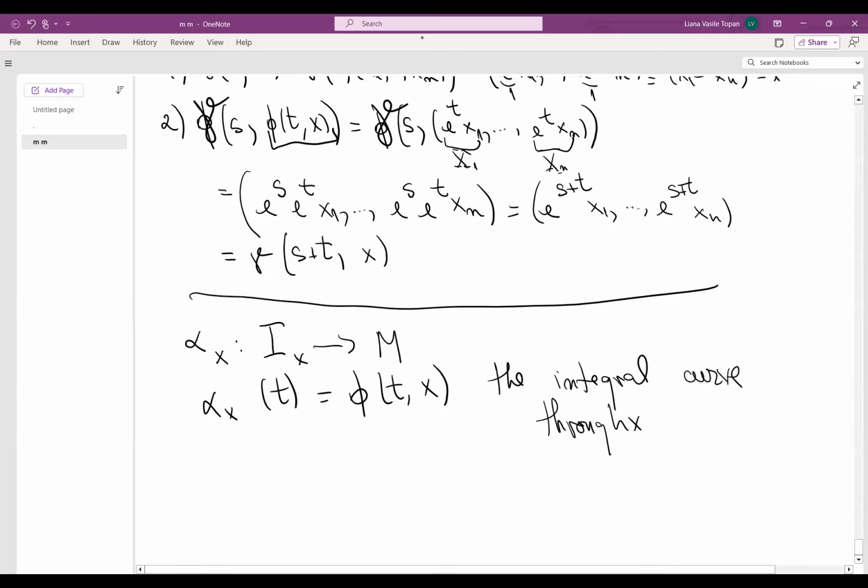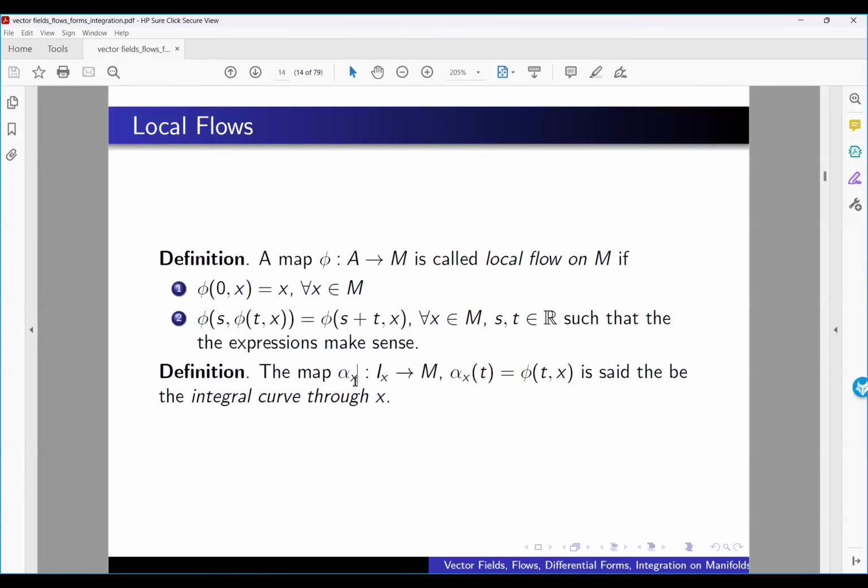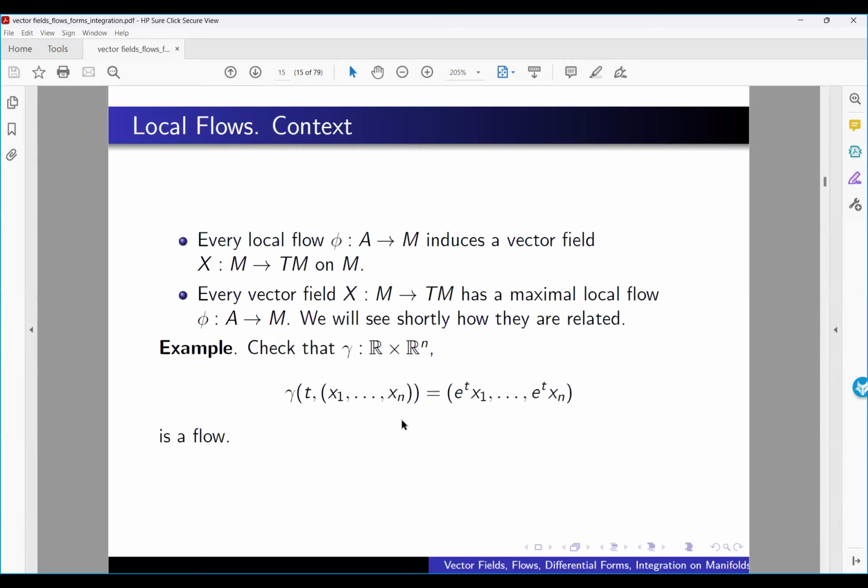Now, what we are going to see in what follows is that every local flow induces a vector field, and the other way around, every vector field on a manifold has a maximal local flow, which can be computed by putting together the maximal integral curves. I'm going to take examples, as this is the easiest way to understand. So again, every local flow induces a vector field, and every vector field has a maximal local flow.